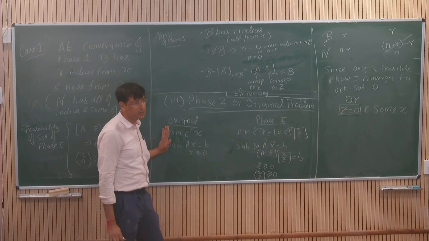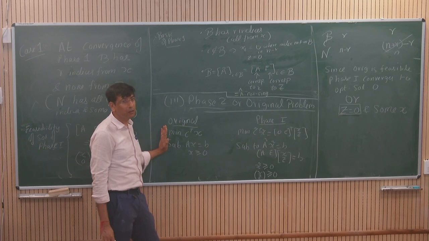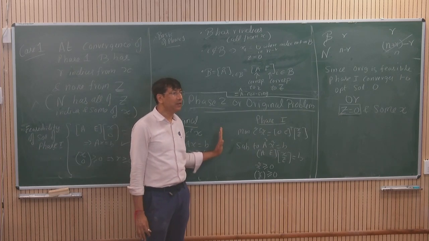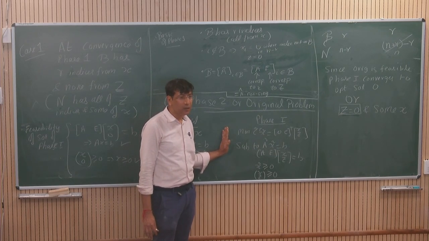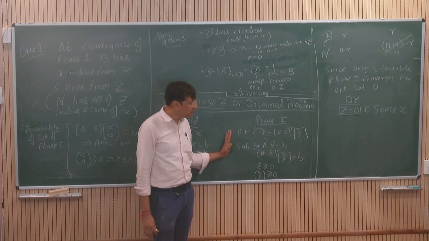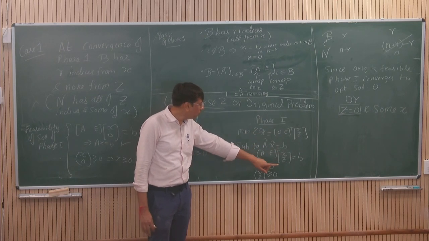Original problem is C transpose X, Ax equal to B, X greater than or equal to 0. The phase 1 problem has an extra set of indices Z, and that's why it says an augmented space X tilde which has X and Z, and augmented A which has A and E. Correct? And small e is a vector of all ones.